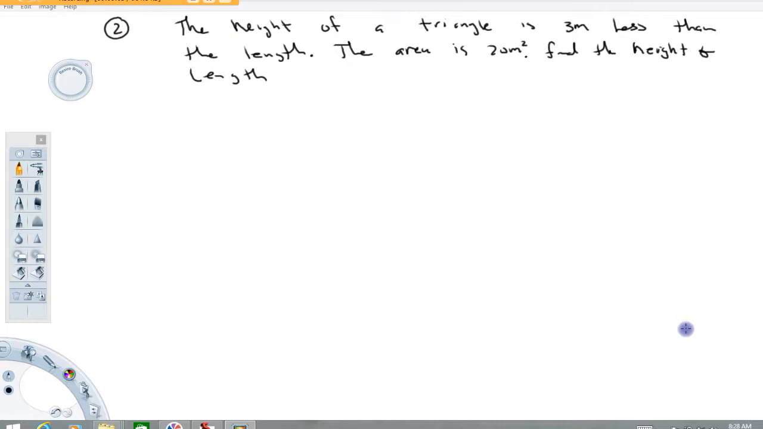We're going to take a look at number 2 in section 14.4a as some practice with application problems. It reads, although I shortened it up a little bit: the height of a triangle is 3 meters less than the length. The area is 20 square meters. Find the height and length.